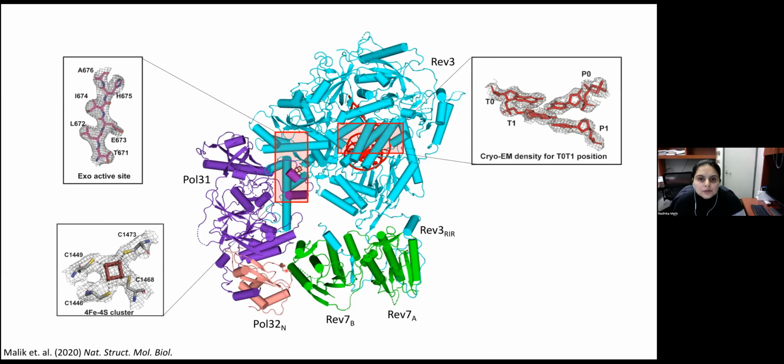When we zoom into the different regions of the map, as I told you before, we saw great density for all the regions. This is the active site, this is the exonuclease site, and then this is the iron sulfur cluster site. So all these regions were brilliantly defined in our map.